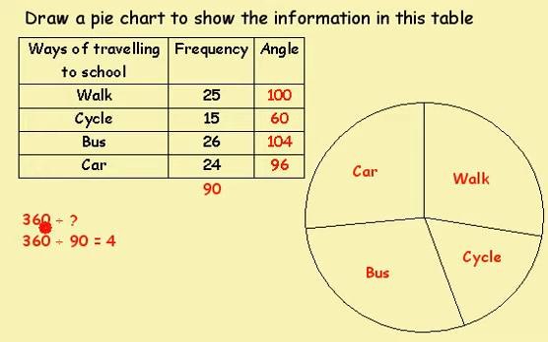We write down 360 divided by question mark. The frequency column adds up to 90, so the question mark is 90. 360 divided by 90 gives me 4. If I multiply each frequency by 4, I will get the angles. So 25 times 4 is 100, 15 times 4 is 60, 26 times 4 is 104, and 24 times 4 is 96.